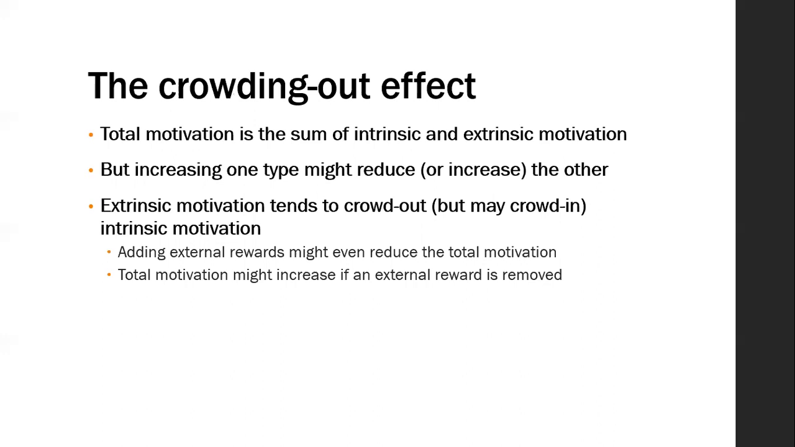So to be able to explain the crowding out effect, total motivation is the sum of intrinsic and extrinsic motivation. So how motivated a person is depends on intrinsic motivation, employee satisfaction, plus extrinsic motivation, which is the reward. However, increasing one type might reduce the other because they are not necessarily aligned with each other. So extrinsic motivation tends to crowd out intrinsic motivation. Adding external rewards might even reduce total motivation.